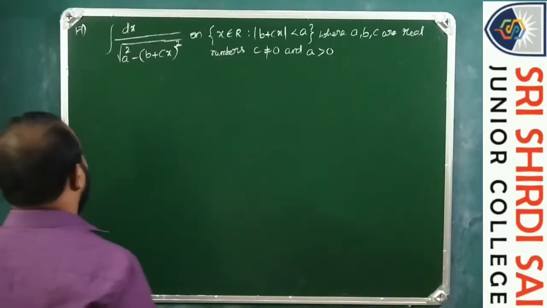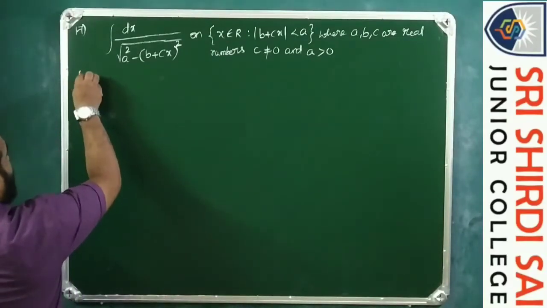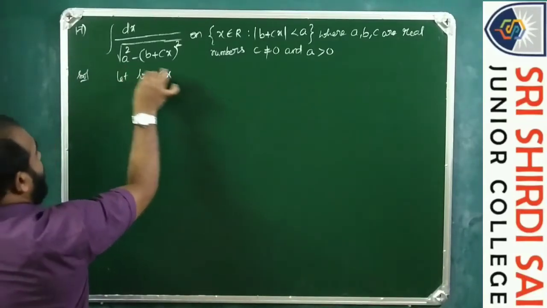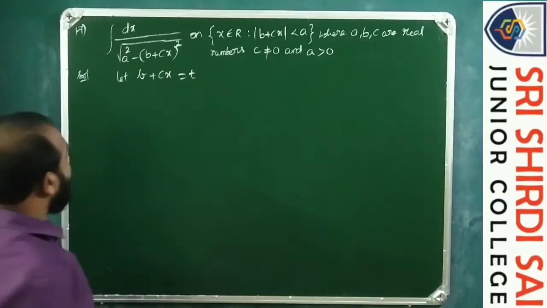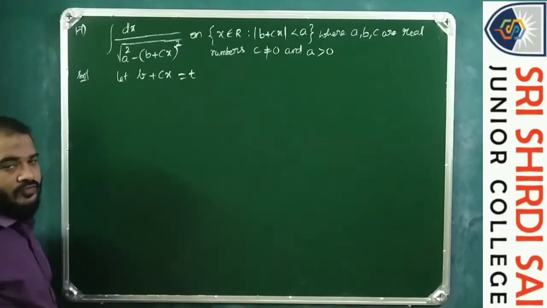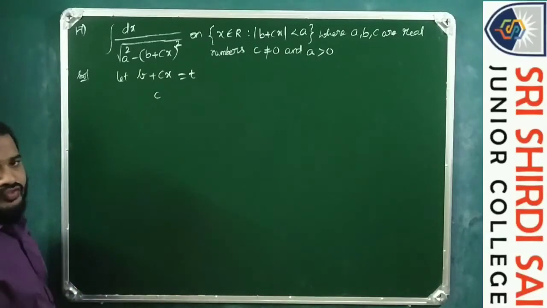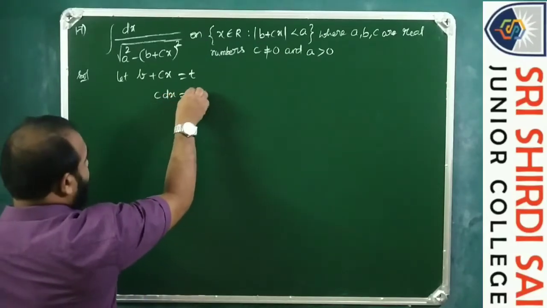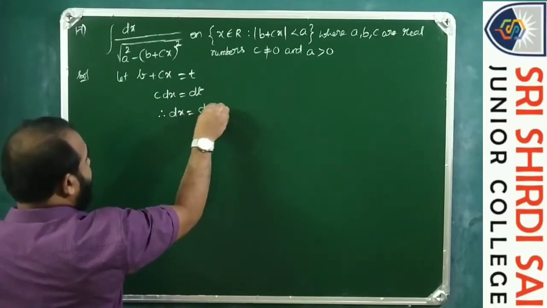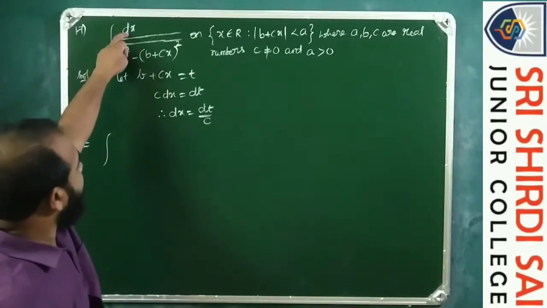Integral dx by square root of a square plus b plus cx whole square. So here b plus cx, let b plus cx is equal to t, we will take. Now differentiate: d by dx of b, constant derivative is 0. So c is the constant, separate it from the process of integration. dx is equal to dt. Therefore dx is equal to dt by c.